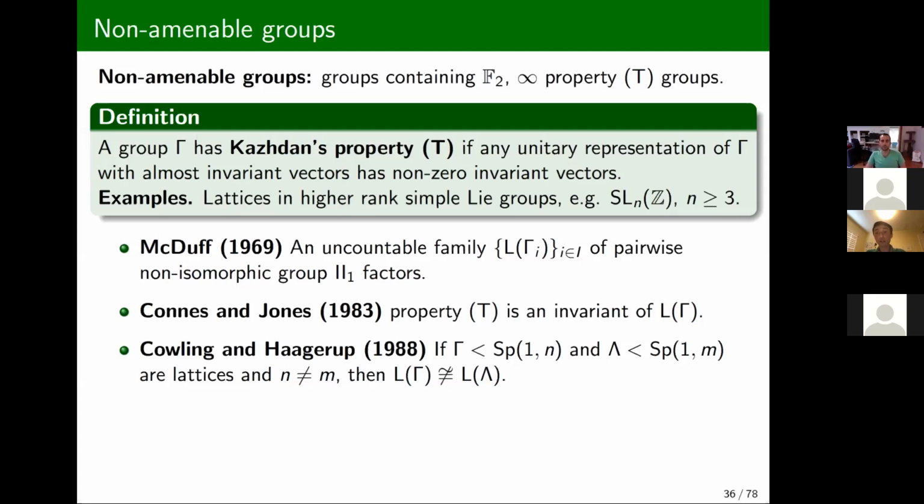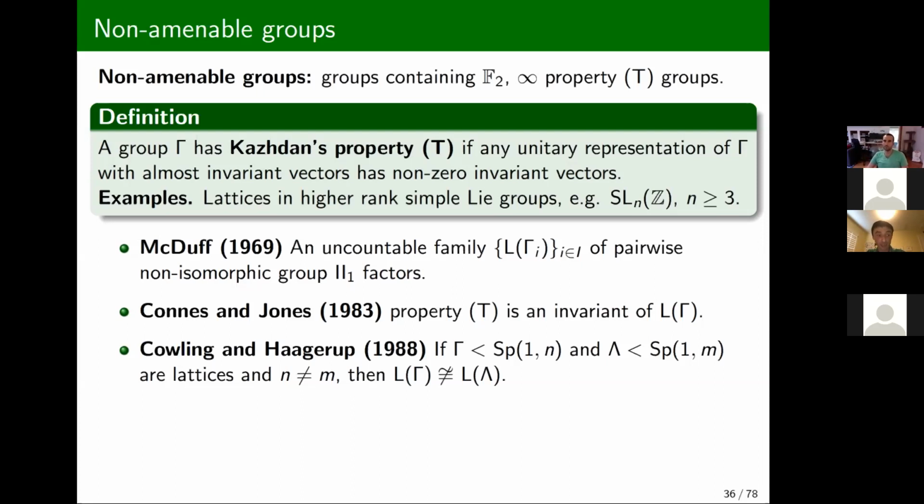So there's a way to define property T for von Neumann algebras such that L of gamma has property T if and only if gamma does. And in the late 80s, Cowling and Haagerup proved that if you have two lattices in Sp(1,n) and Sp(1,m) for two different positive integers n and m, then L of gamma is not isomorphic to L of lambda. So in some sense, the n here is an invariant of the lattice. So these are some of the early classification results or rigidity results.